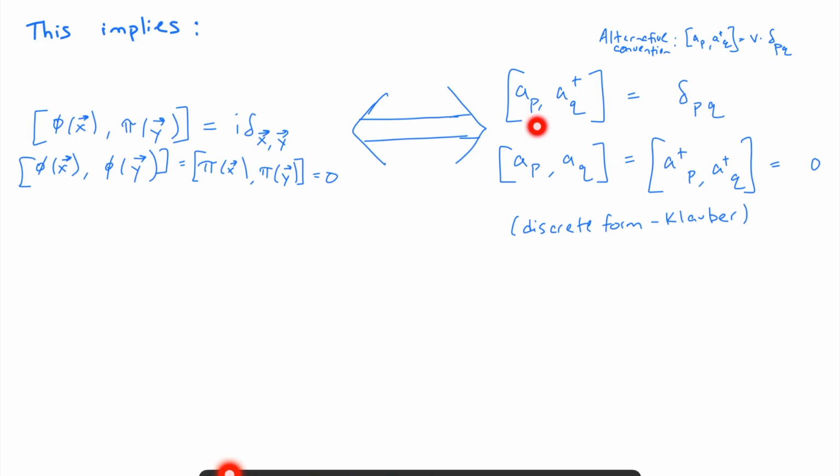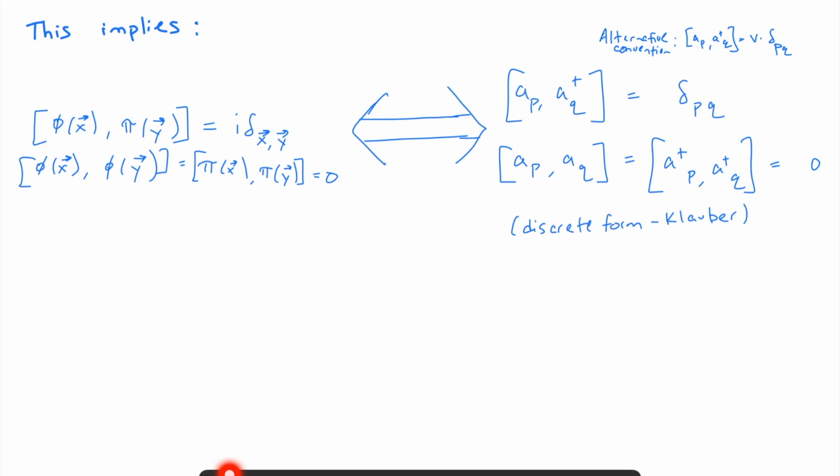In particular, A non-daggered commuted with A dagger, P and Q, is equal to the Kronecker delta of P comma Q. And the commutator of AP, AQ is equal to 0, and the A dagger P and A dagger Q commutator is equal to 0. And these are the discrete form taken also from Klauber.